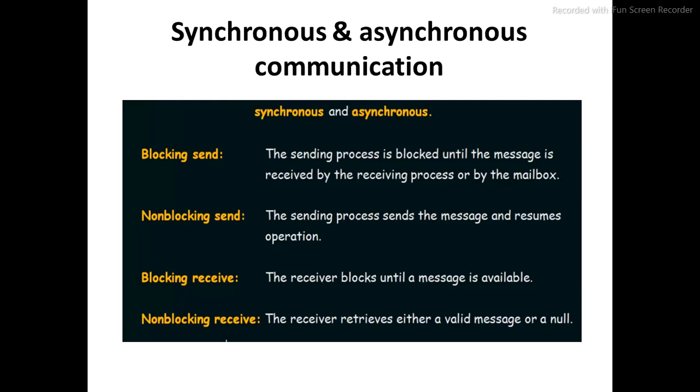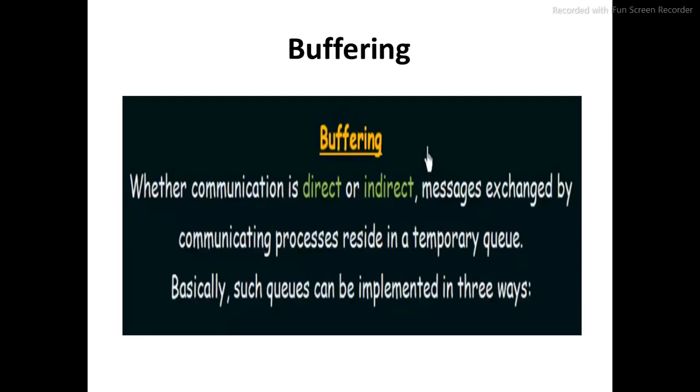Whereas non-blocking receive means it doesn't block the receiver even if a message is unavailable. The receiver retrieves either a valid message or a null. So if there is a message to receive, it will receive that message, or if there is no message for receiving, it will return a null. So that is non-blocking receive.